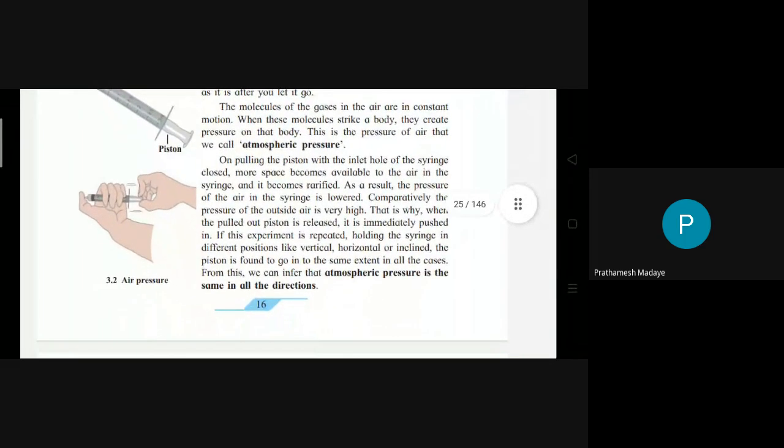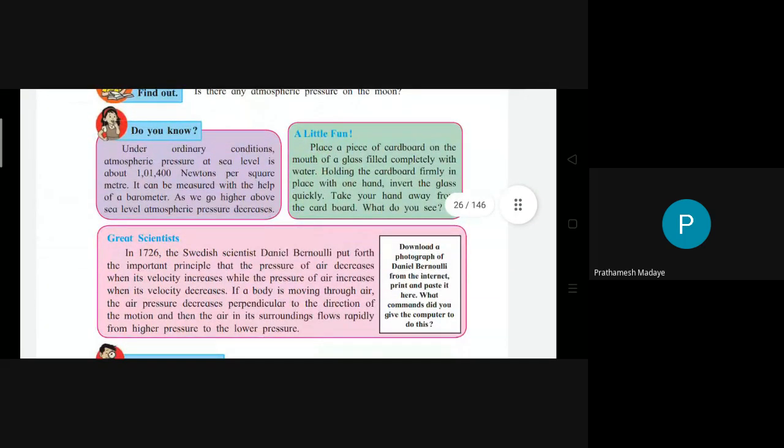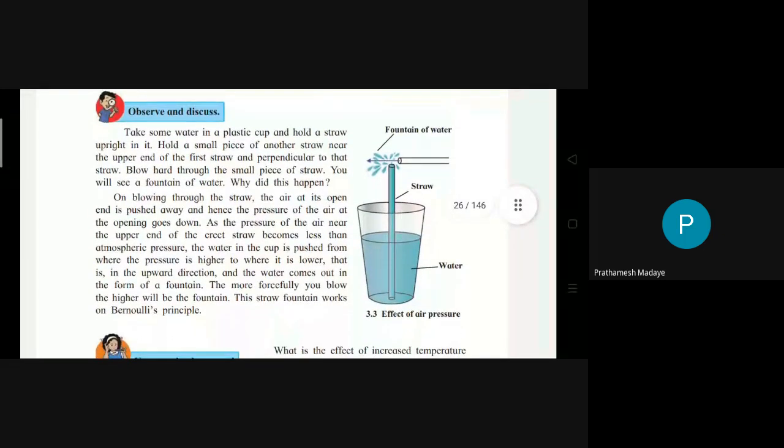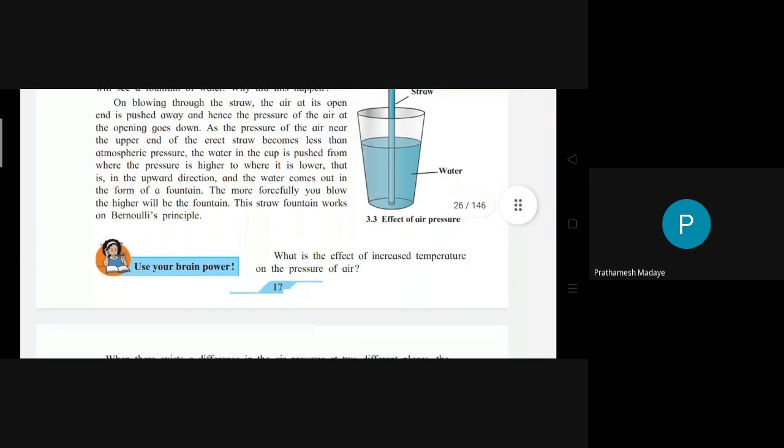Okay, and we have also learned about that piston activity. So what we have found from that, see, we can infer that atmospheric pressure is the same in all directions. Okay, then we have learned about effect of air pressure. Yes, in that we have learned Bernoulli's principle also.